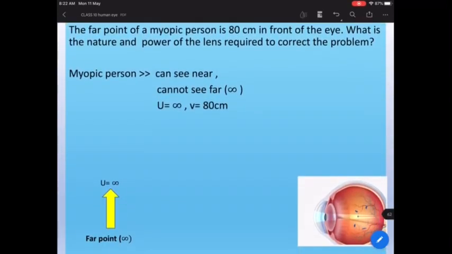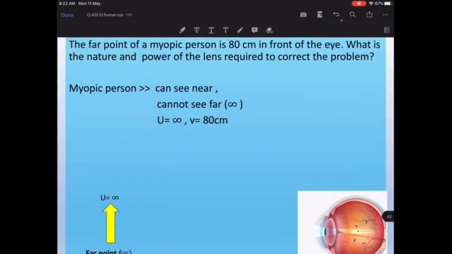Now this is very important. I want all of you to clearly understand the question first, and then write in the chat box what your V and what your U is in this case. The question is: the far point of a myopic person is 80 centimeter in front of the eyes. What is the nature and power of the lens required to correct the problem? So he's asking what type of lens you will use.